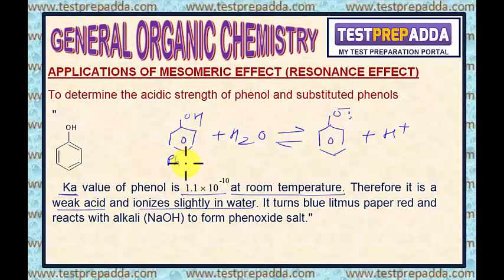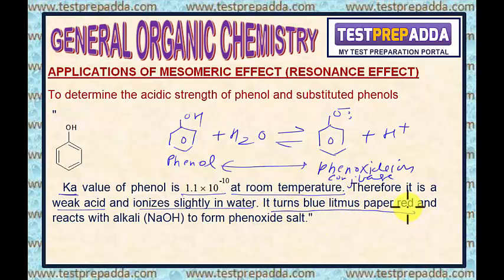So this is our phenol. This is phenoxide ion. This phenoxide ion is actually the conjugate base. So these two are a conjugate acid base pair. Now phenol turns blue litmus paper red and reacts with alkali to form phenoxide salt.